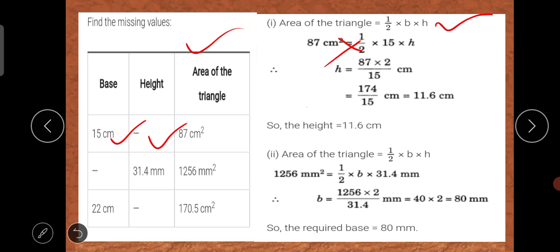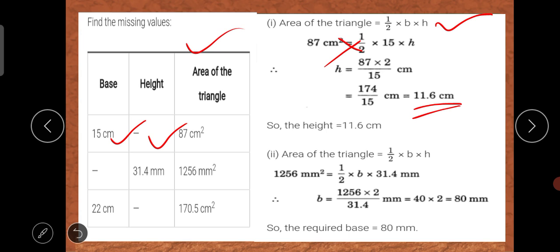Now cancel this one. Either you cancel this one, 8 plus 7, it will be divisible by 3, 15. Or you can multiply and then divide. Both numbers are divisible by 3. 87 multiplied by 2, we will get 174, divided by 15, we will get 11.6.